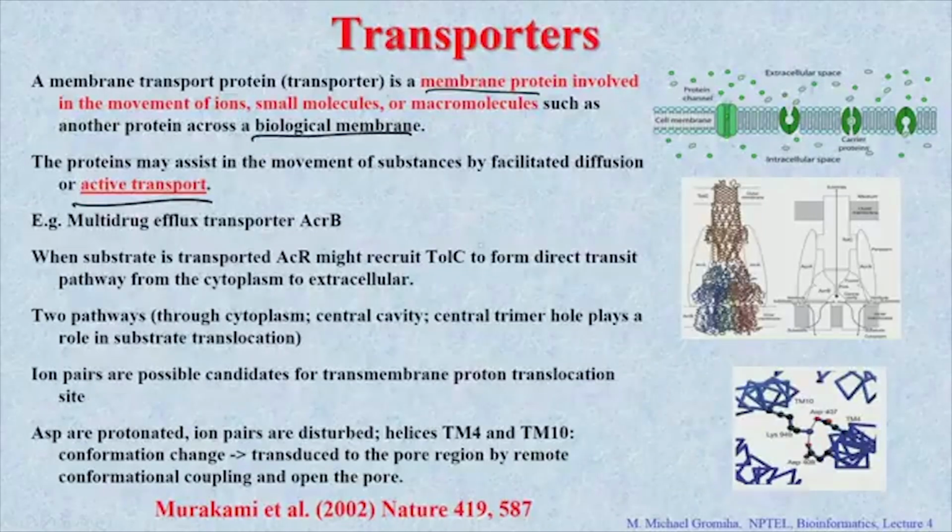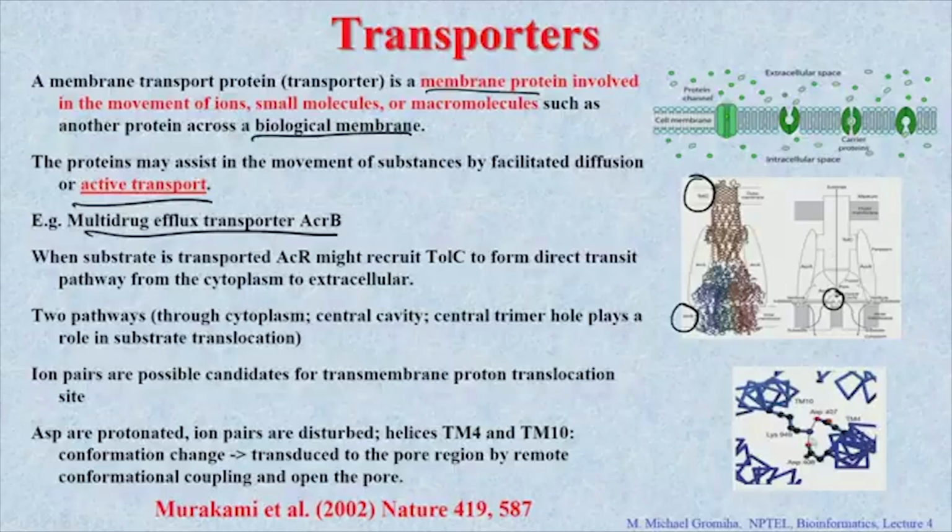For example, the multi-drug efflux transporter. Here is an example I give, the multi-drug efflux transporter AcrB. Here is how the transport happens. Here this is the inner membrane, this is the periplasm and this is the outer membrane. The protein involved in the outer membrane is TolC, and in the inner membrane it is AcrB. If you have the substrate here, you can see the substrate.